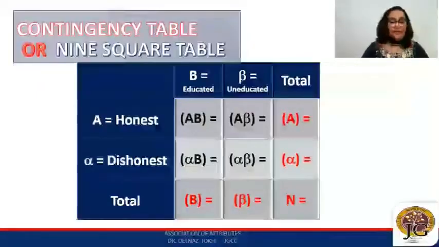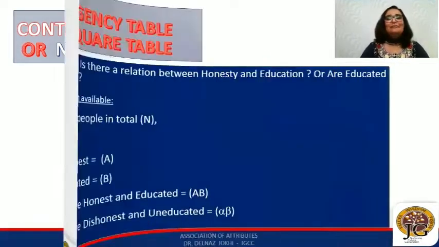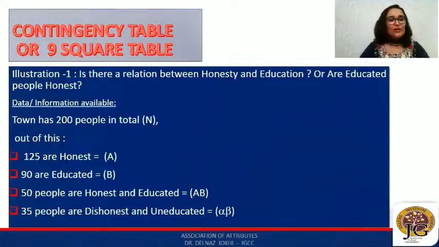You remember this table we did? Good. Now see, over here we have AB, A beta, alpha B, alpha beta. How many squares do you see? How many of these grey squares are there where you are going to write the frequency? 9. Very good. So that is why this contingency table is also known as the 9 square table. I think it is clear to you. Am I right? So let's come back to our illustration now.